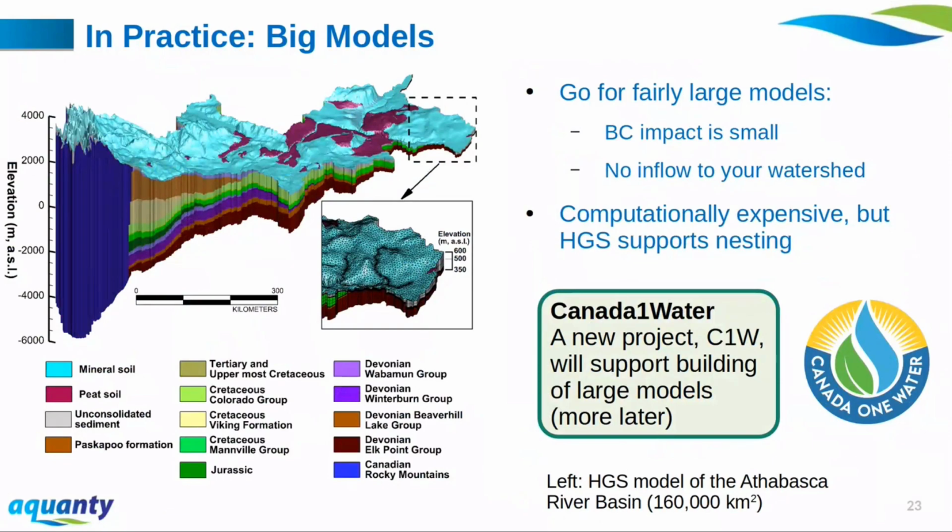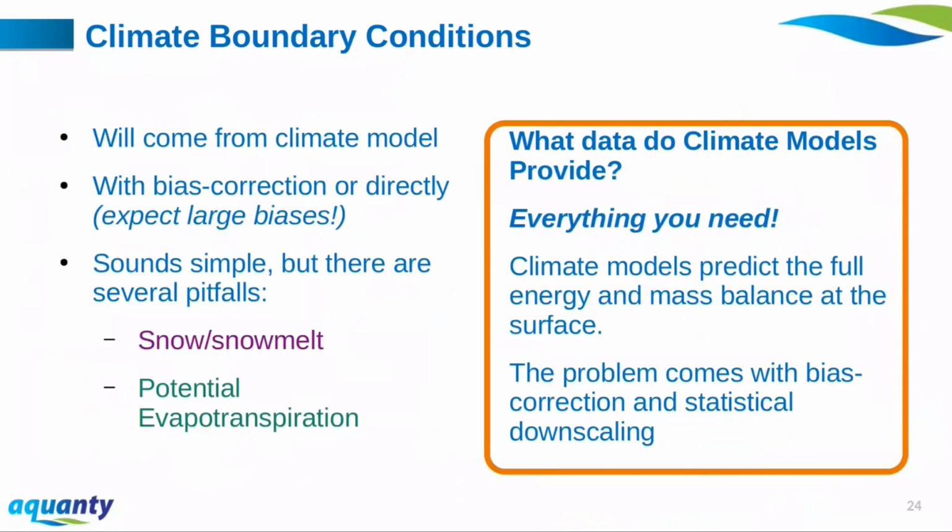It's 160,000 square kilometers. At that scale, you're pretty safe, but you don't have to go that big. So usually a few thousand square kilometer watersheds, that's probably enough. I just want to mention we have this Canada Warm Water project that aims actually to develop data sets that help you build these large models. So it's possible to build large models, and they're typically better for boundary conditions. But now to the climate boundary conditions.